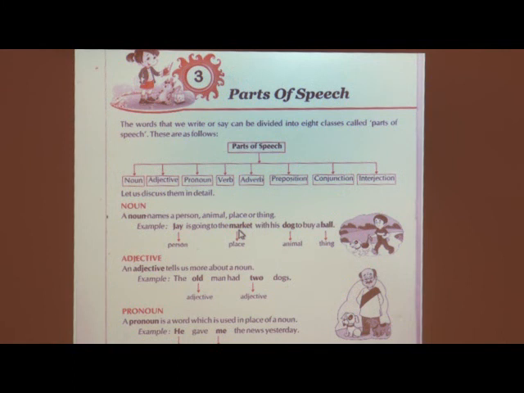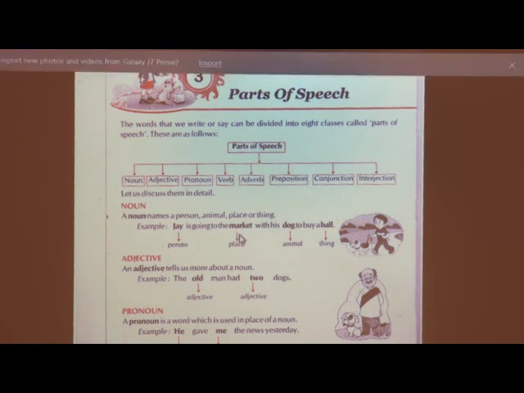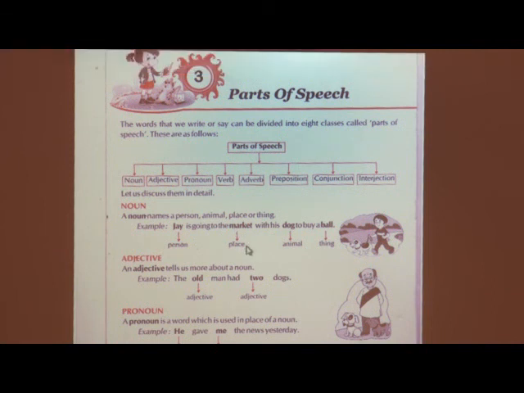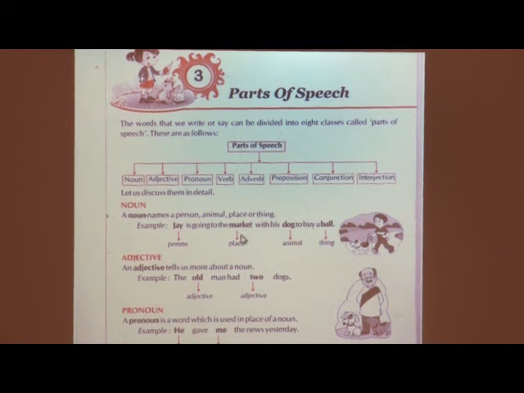For example, we can give other places like hospital, garden, school, playground, these are also places. Not only the names of cities, but also places like market, which they have given over here, we can say garden, hospital, school, playground, or theatres or malls. These are also the names of places.